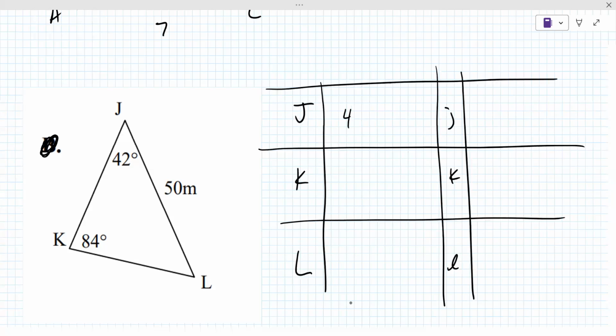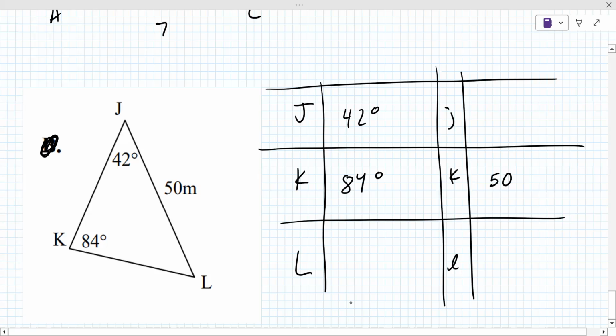All right, so we got 42, 84, and then 50. What should you find first? Or what could you find first? We could say it that way, maybe better. You could find little j first. Okay, I agree. Could you also find big angle L? Yes. And then if you found big angle L, you could then find little l. Yes. But it's up to you. You can find J and then angle L and then little l.